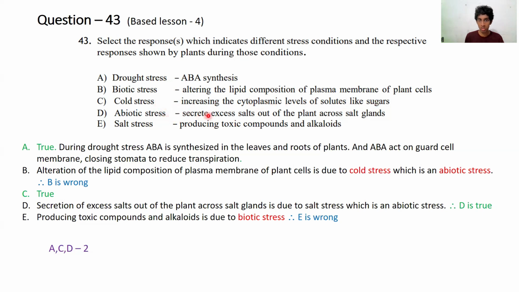D. Abiotic stress, secrete excess salts out of the plant across salt glands. Yes, that is true because secretion of excess salts out of the plant across salt glands is due to salt stress. Salt stress is an abiotic stress. Therefore, D is correct. E. Salt stress producing toxic compounds and alkaloids. No, toxic compounds and alkaloids are produced due to biotic stress. Salt stress is an abiotic stress. Therefore, E is wrong. So the correct answers are A, C, and D. So the correct answer is 2.